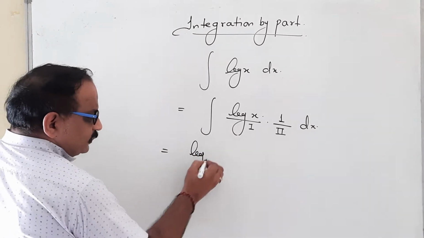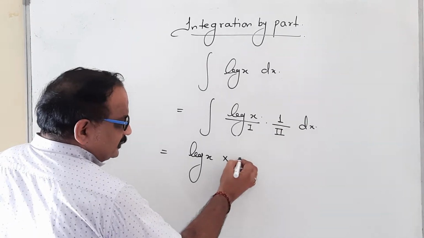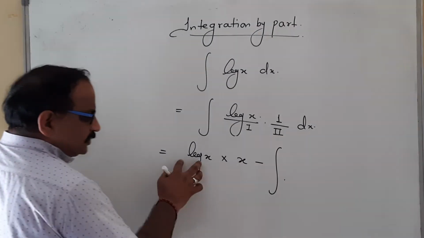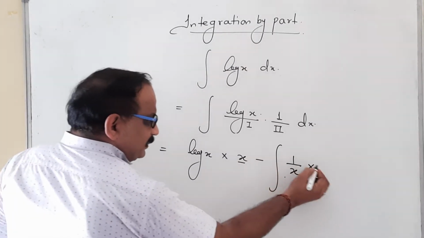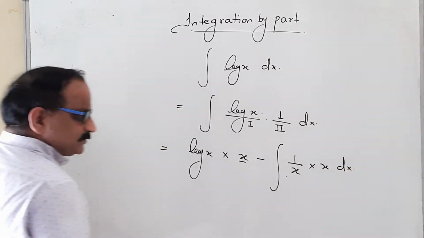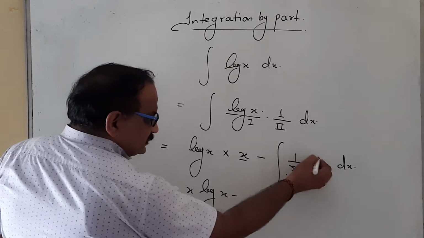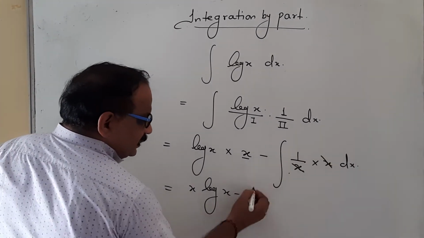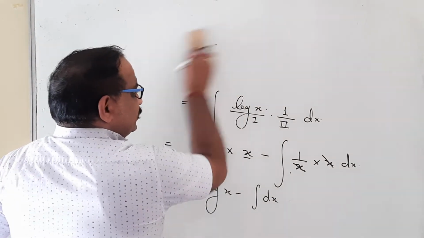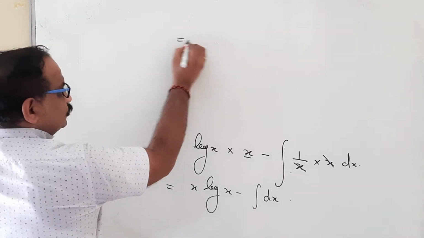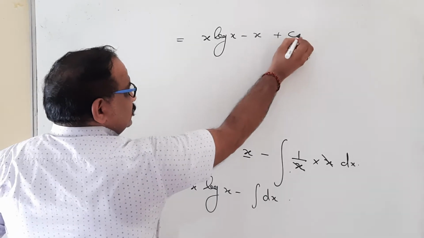Log x, drop the first function, and integrate the second. Integration of 1 is what? That is x, minus the differentiation of the first function. The differentiation of log x is 1 by x, and that function repeats again, that is x, dx. Similarly, there is x log x, minus this x and this x cancel, leaving dx. Now finally we have to integrate it, and the integration of 1 comes to x. Here is x log x minus x plus c.